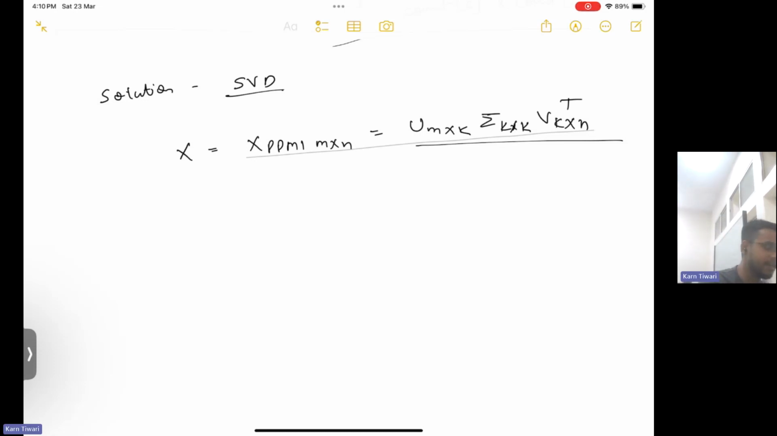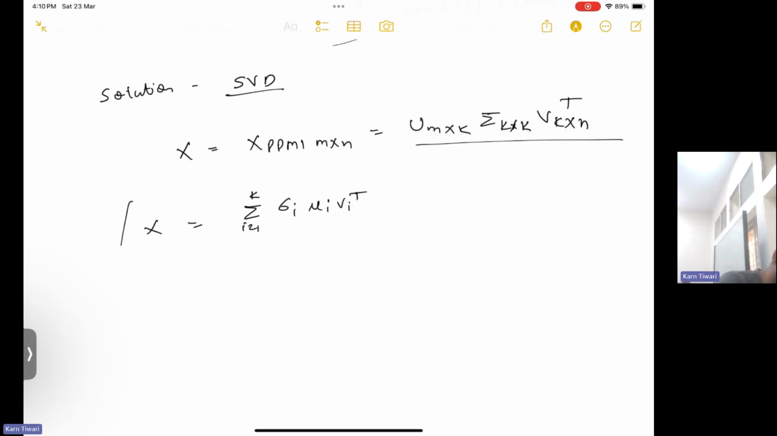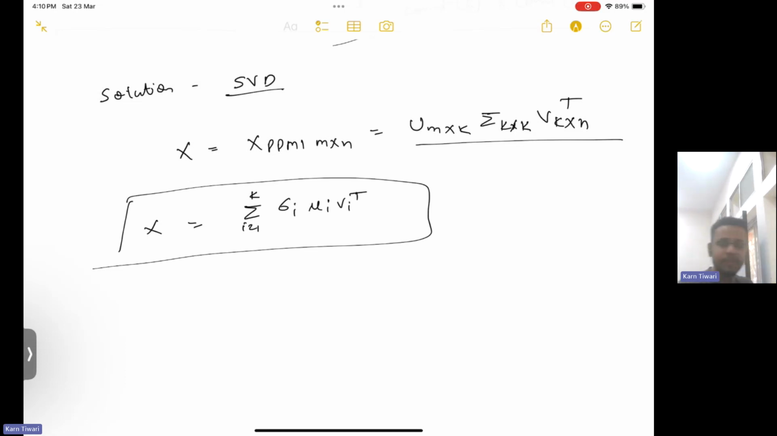So we have been given X. We want to decompose X into a rank K matrix, meaning a total of K rank 1 matrices. You can compactly represent it as the summation over i from 1 to K of sigma_i u_i v_i transpose. This is a compact representation of the SVD.